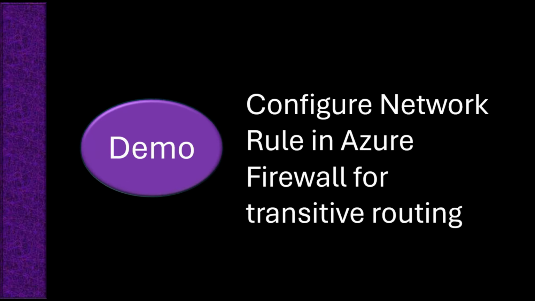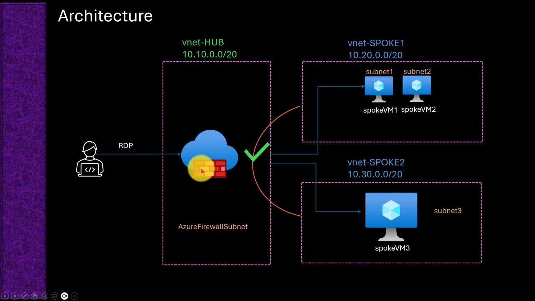In this video, we will configure the network rule for transitive routing. What does it mean? Let's get into the architecture diagram.